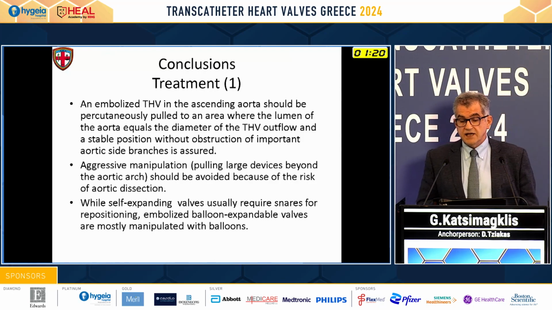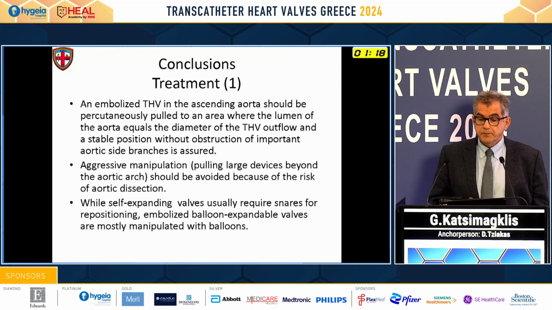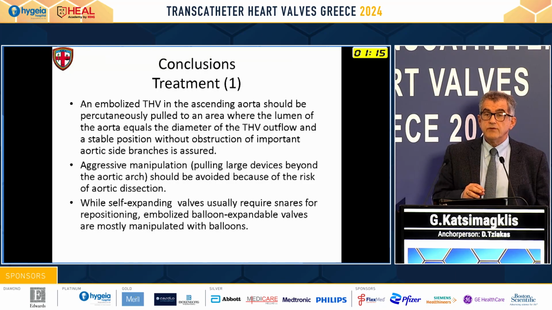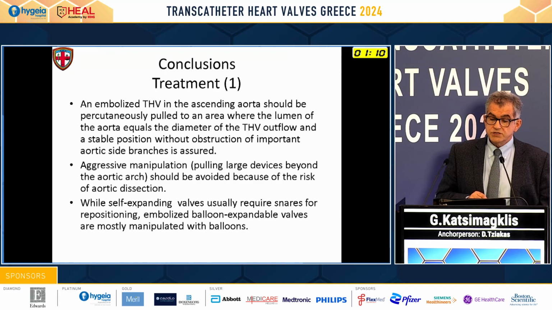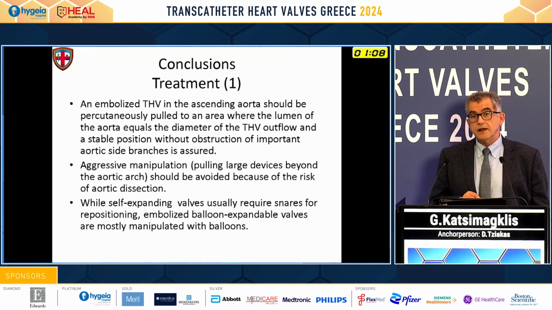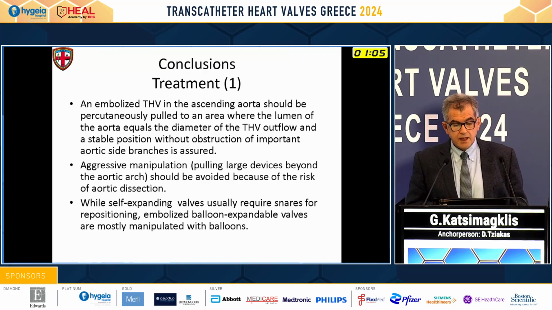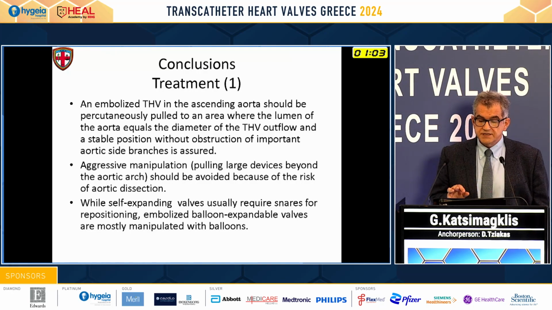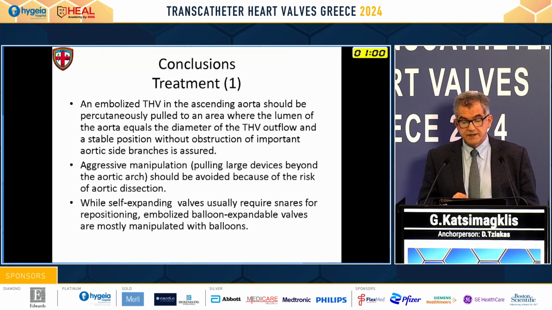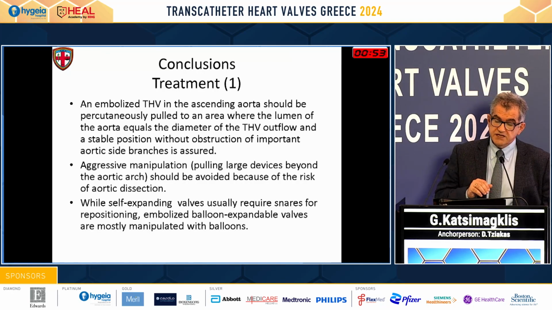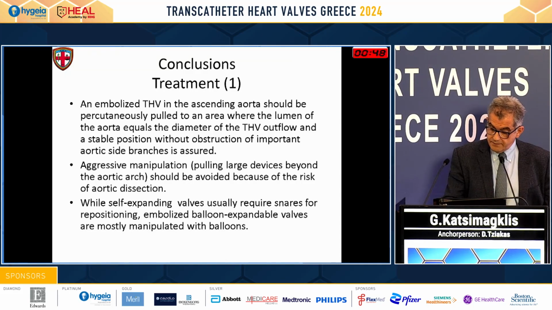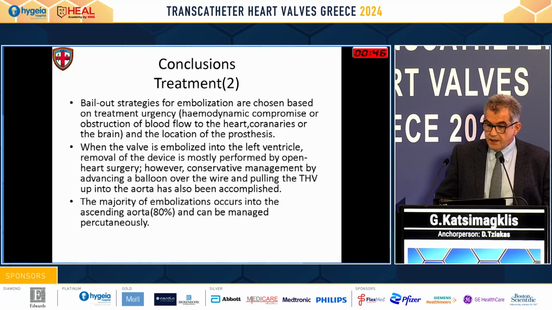An embolized TAVI in the ascending aorta should be pulled to an area where the lumen of the aorta equals the diameter of the TAVI outflow, and a stable position without obstruction of important aortic side branches is assured. Aggressive manipulation in general should be avoided because of the risk of aortic dissection. Self-expanding valves usually require snares for repositioning, and embolized balloon-expanding valves are mostly manipulated with balloons.